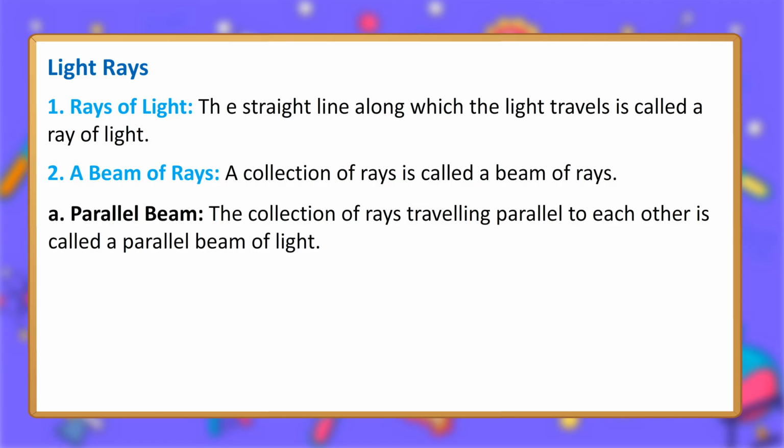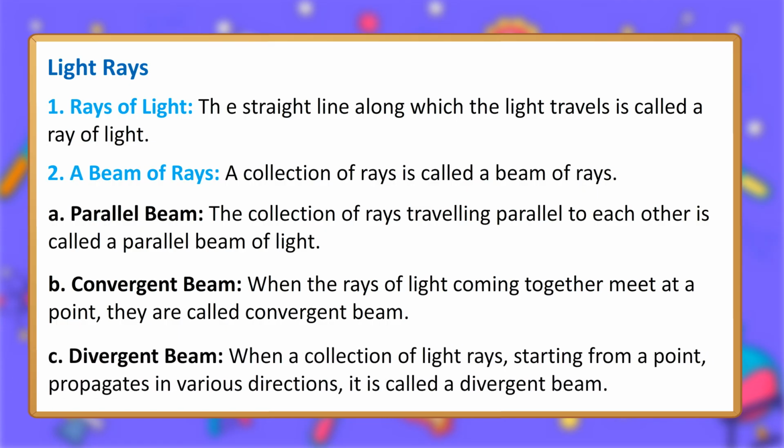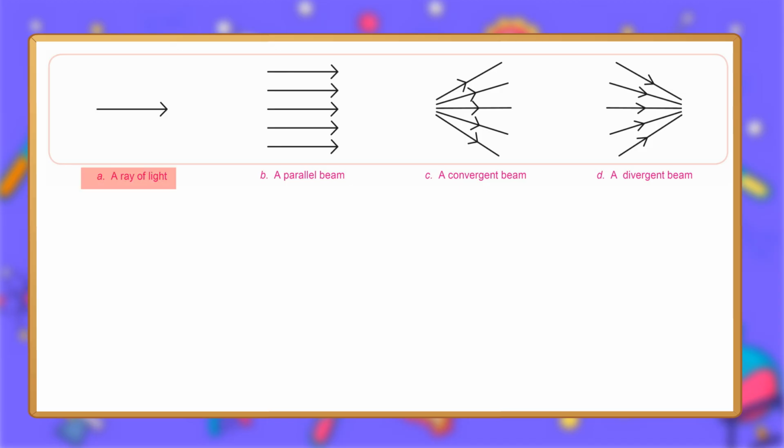A. Parallel beam. The collection of rays traveling parallel to each other is called a parallel beam of light. B. Convergent beam. When the rays of light coming together meet at a point, they are called a convergent beam. C. Divergent beam. When a collection of light rays, starting from a point, propagates in various directions, it is called a divergent beam. A: a ray of light. B: a parallel beam. C: a convergent beam. D: a divergent beam.